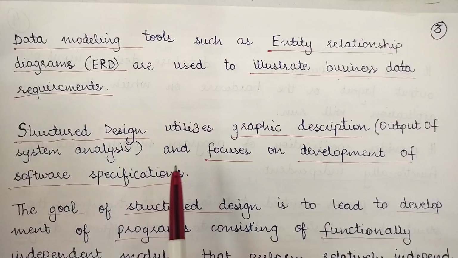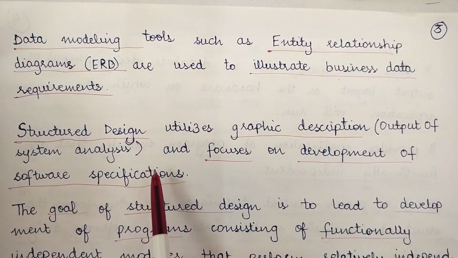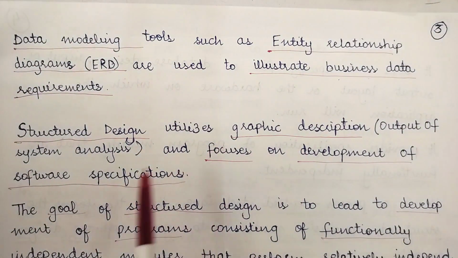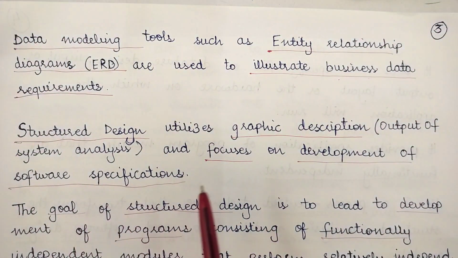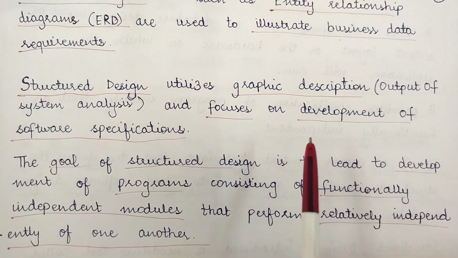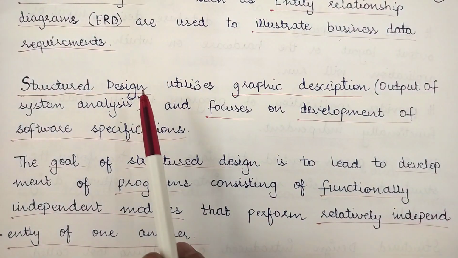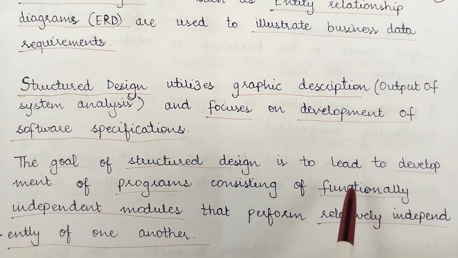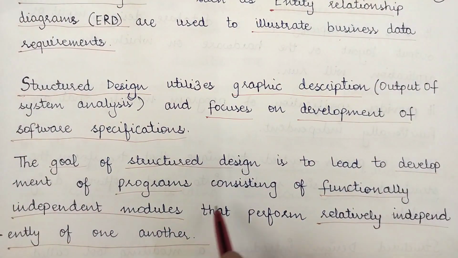Once we get an output and graphically represent that output of structured analysis, then the focus during this structured design is on the development of software specifications. That means what all software would be required for the development of this information system. All those specifications regarding the software are done during the structured design phase. The goal of structured design is to lead to development of programs consisting of functionally independent modules that perform relatively independently of one another.